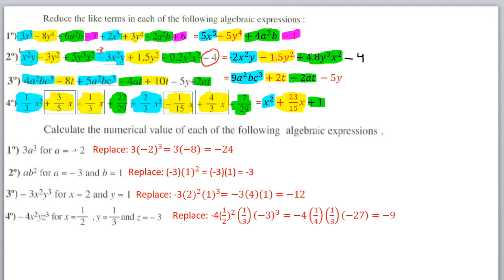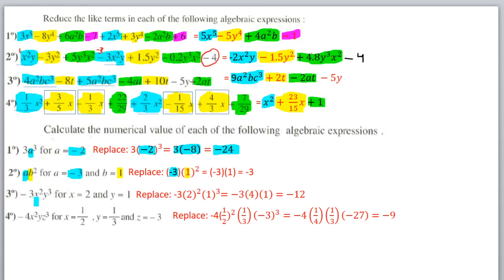3a cubed for a equal negative 2. What should we do here? We just replace a by negative 2. So 3 into negative 2 cubed. So 3 into negative 8, so it's negative 24. Okay, yeah. ab squared for a equal negative 3 and b equal 1. So we replace a by negative 3 and b by 1. So this is a, negative 3, b squared, so 1 squared. So negative 3 times 1 is negative 3, that's it.